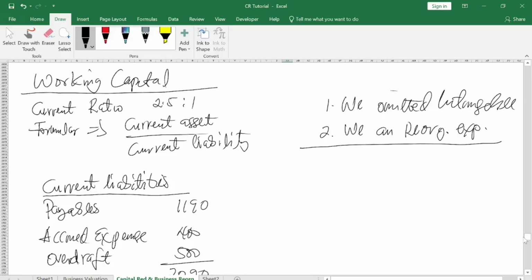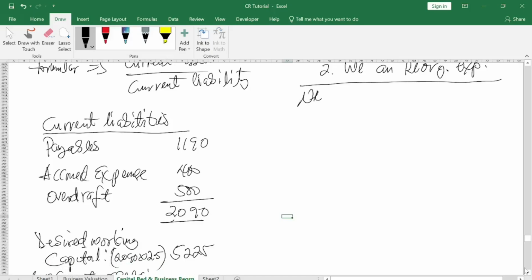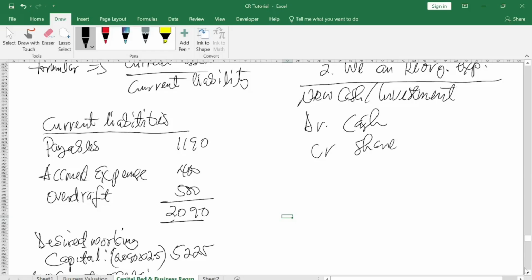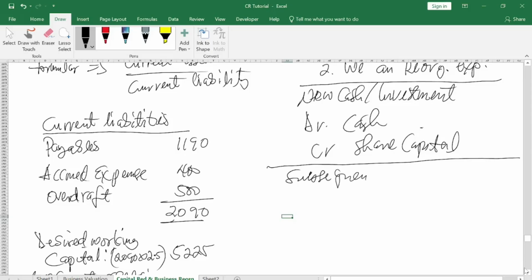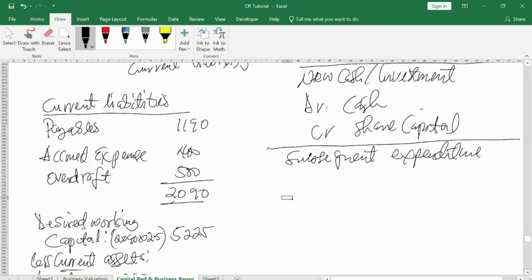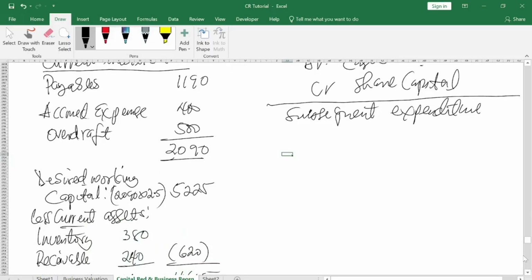Now, when new cash or investment is introduced into the business, two things happen. You debit cash, then you credit your share capital to balance the account. Now, after this entry is done, and there's any subsequent expenditure for operational purposes, the accounting entry is going to be: you debit your profit and loss account, and you credit your cash. This is what we failed to adjust here.